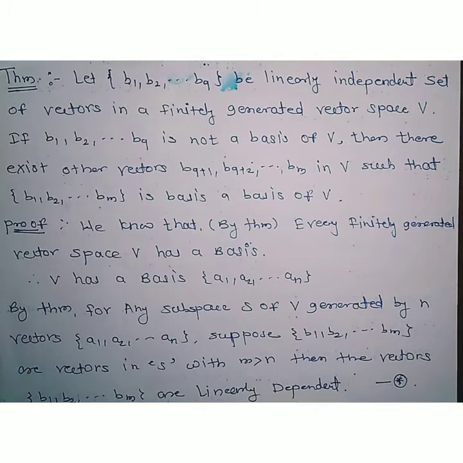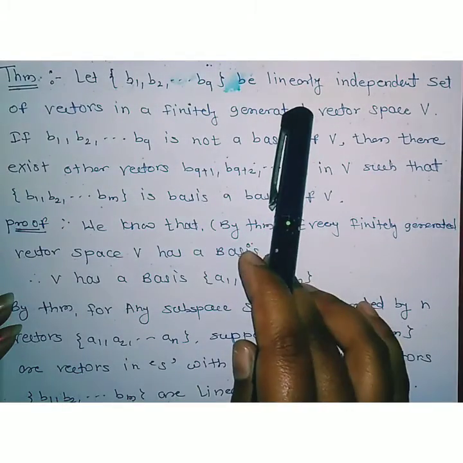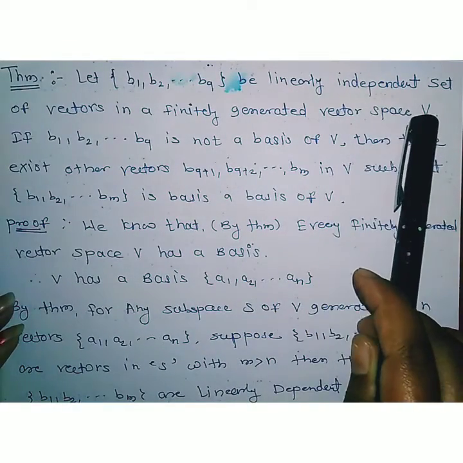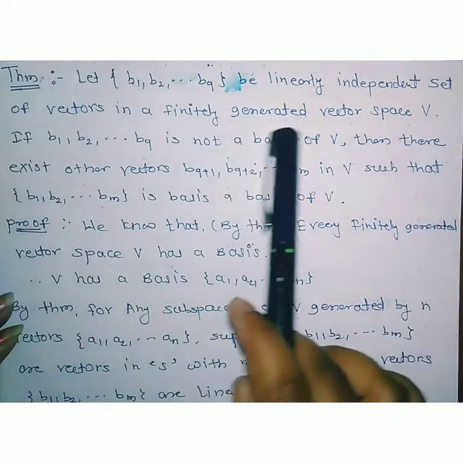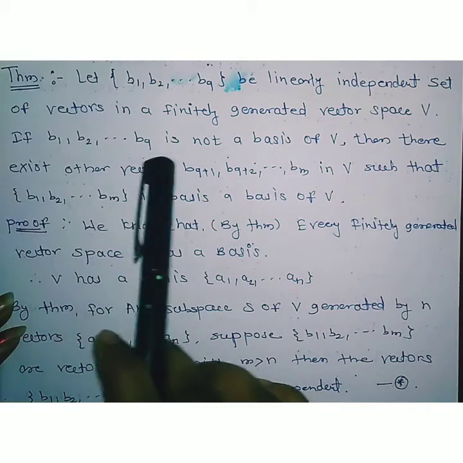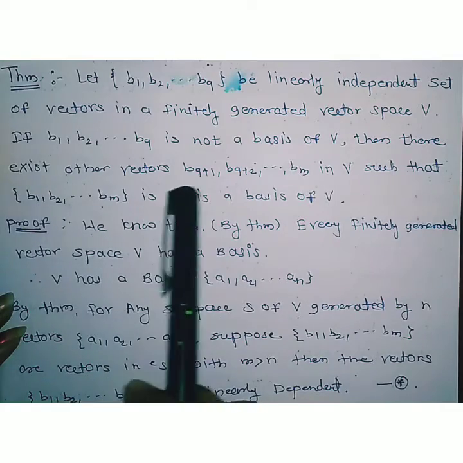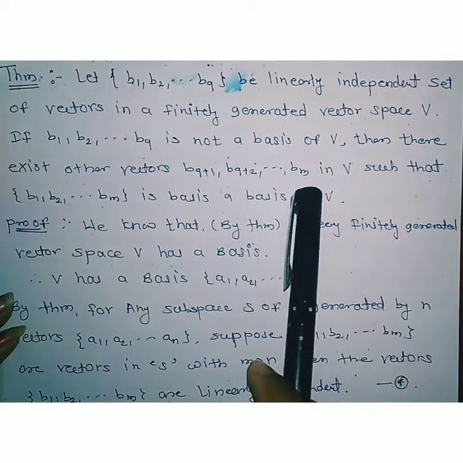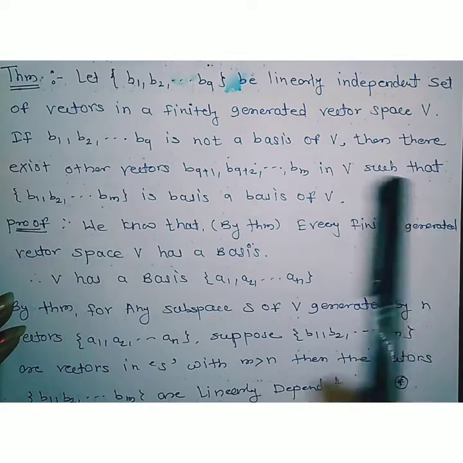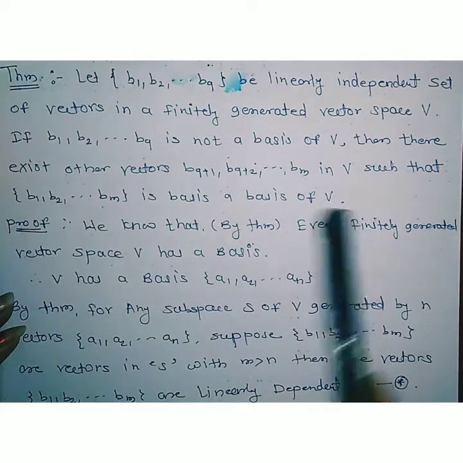Hello students, today we are going to discuss a theorem on finitely generated vector spaces. The theorem is: let b1, b2, ..., bq be a linearly independent set of vectors in a finitely generated vector space V, and if b1, b2, ..., bq is not a basis of V, then there exist other vectors bq+1, bq+2, up to bm in V such that b1, b2, ..., bm is a basis of V.